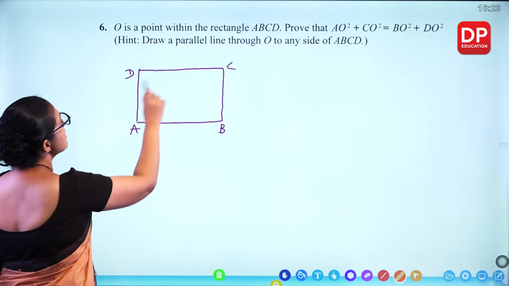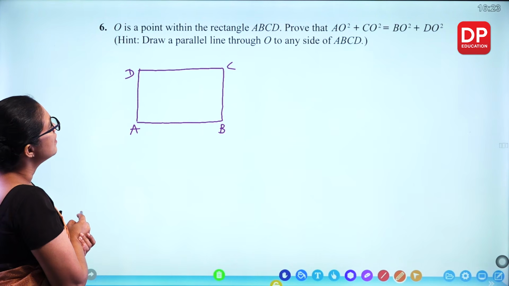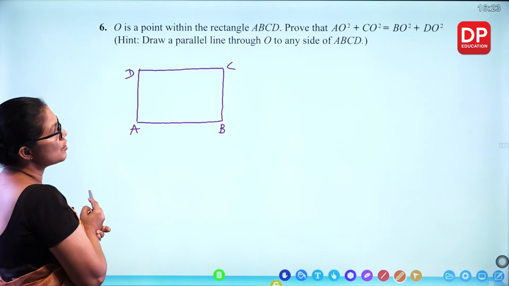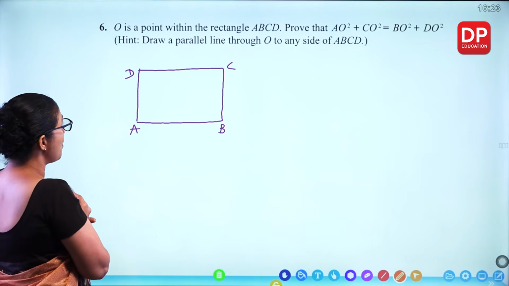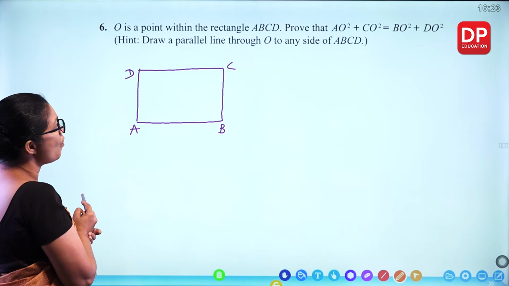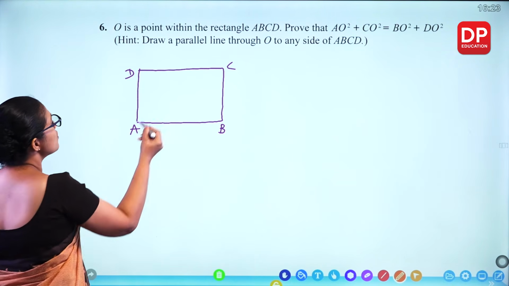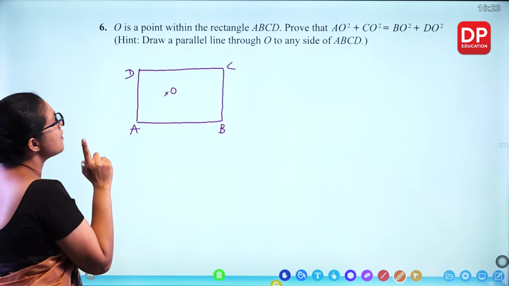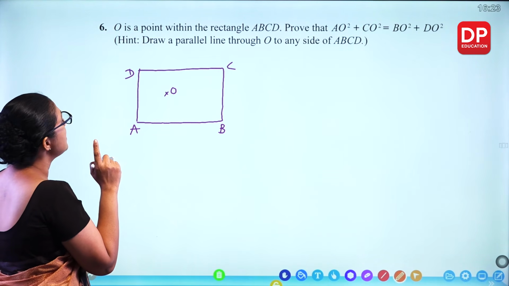So O is within the rectangle, inside. Prove that AO squared plus CO squared is equal to BO squared plus DO squared. Hint: draw a parallel line through O to any side of ABCD. So we'll take any point O and draw a parallel line to any side of ABCD.